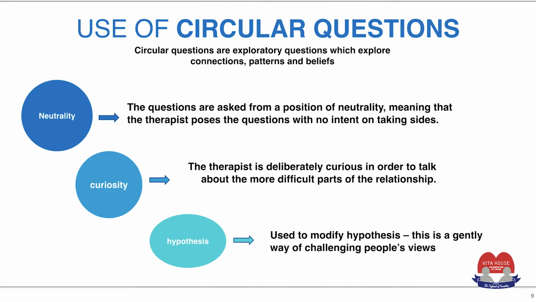Okay, so another guideline that we use is circular questions. They're basically open-ended, gentle questions that are used to explore connections, patterns and beliefs. The therapist takes a position of neutrality, which basically means we stay neutral. We try not to take sides for anyone in the family. We also have a position of curiosity, so we're constantly asking questions, being curious: what's that like for the family, how do people react to it, where do they think it came from.